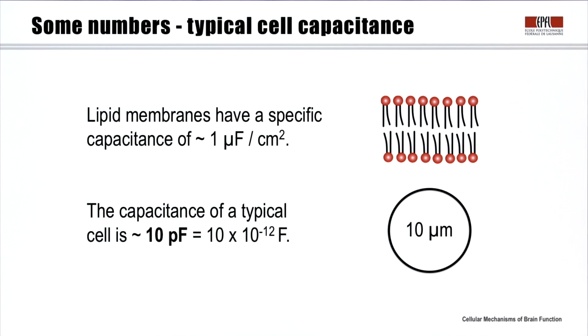The cell membrane has a specific capacitance, that is, a capacitance per unit area, of around 1 microfarad per centimeter square. The area of a small circular cell with a radius of around 10 micrometers means that the capacitance of a typical cell is somewhere around 10 picofarad, a number useful to bear in mind when you're thinking about how the membrane biophysics of cells works.